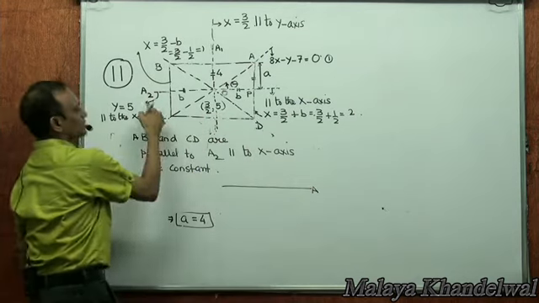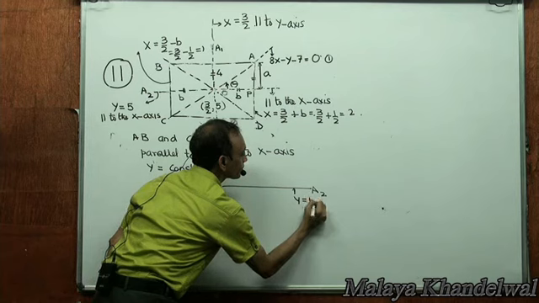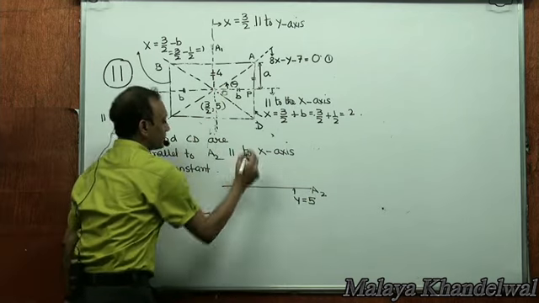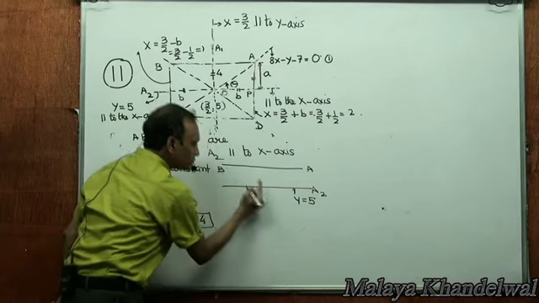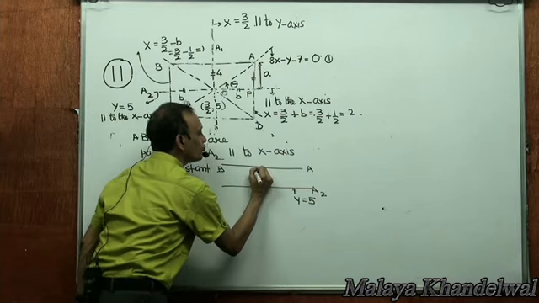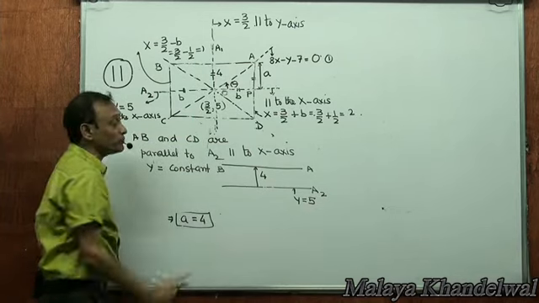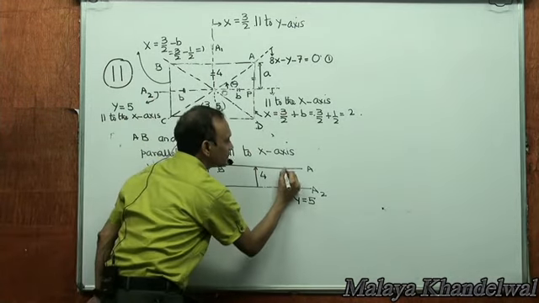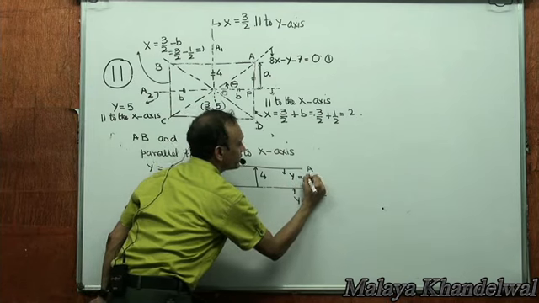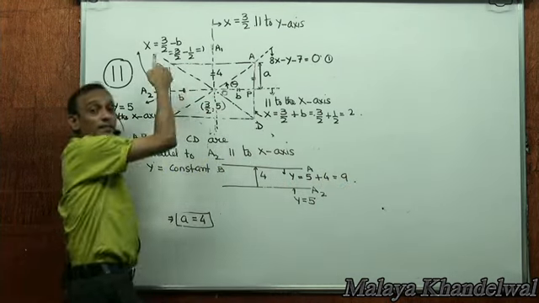Now, what is A2, for example? A2 is y equal to 5. And this is my line AB. To go from this to this, I would have to move 4 units upwards. Isn't it? So if I go 4 units upwards, if this is y equal to 5, this would be y equal to 9 very clearly. Right? That's as far as AB is concerned.